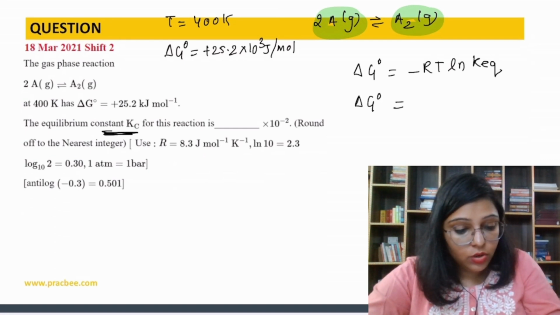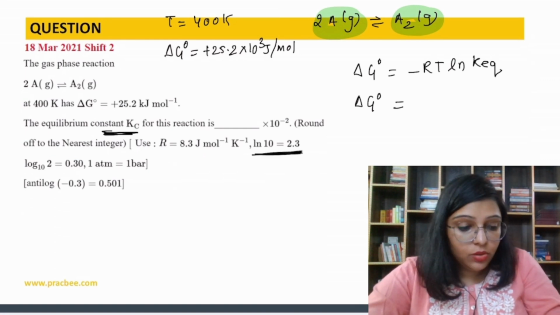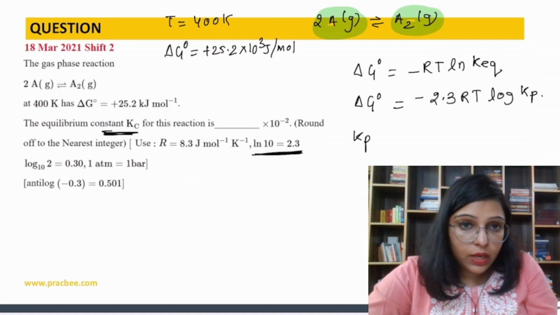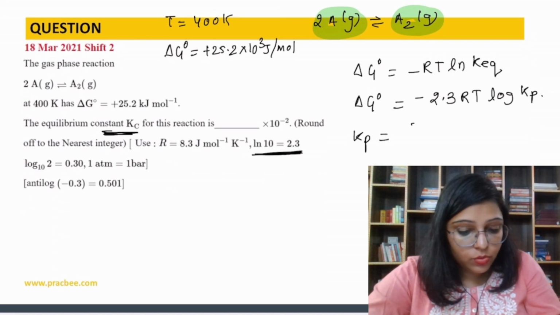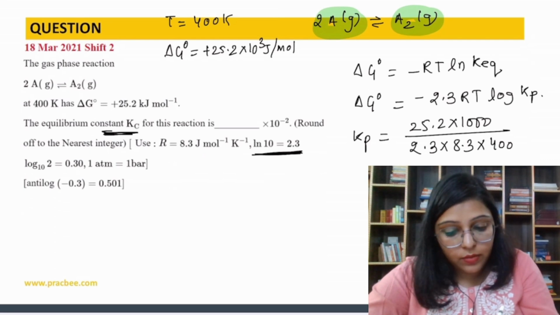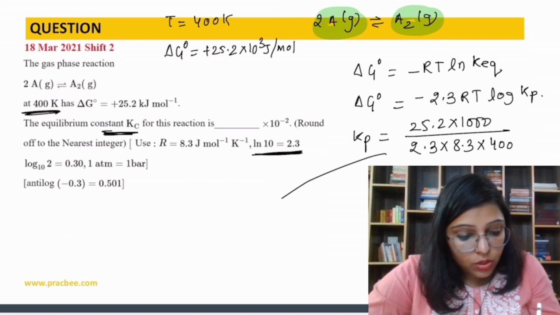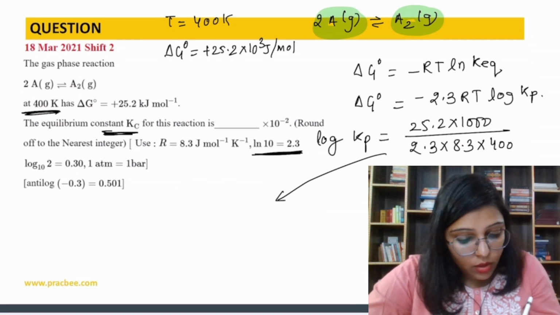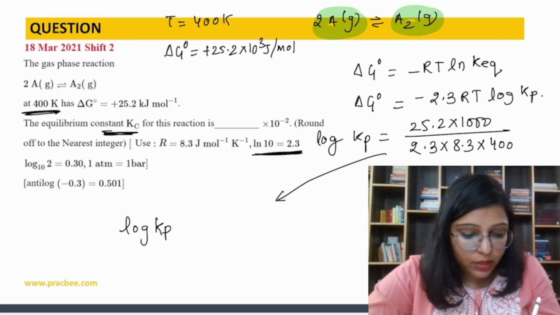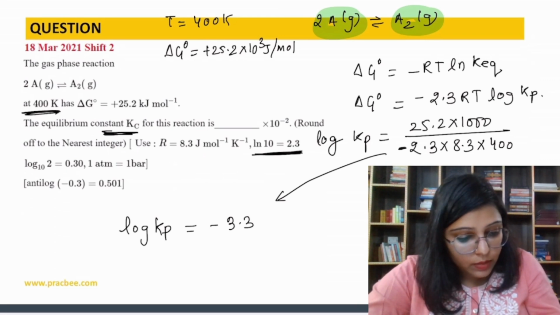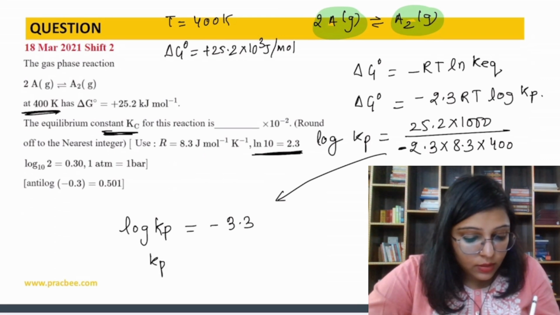Or we can say delta G naught, ln 10 is 2.3, so we can say minus 2.3 RT log Kp. Okay. So we can find out the value of Kp over here. So delta G naught is 25.2 into 1000 divided by 2.3, the value of R is 8.3 and temperature is 400 Kelvin. So on solving, the value of log Kp, right? The value of log Kp is minus 3.3. So Kp is antilog of minus 3.3.